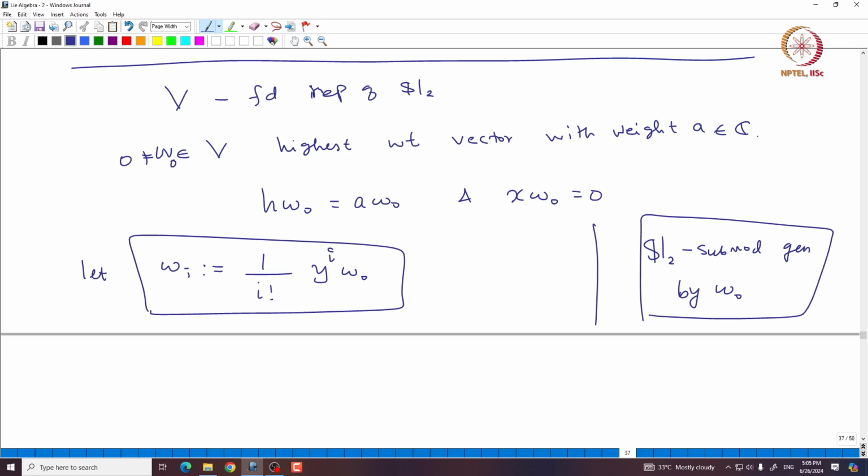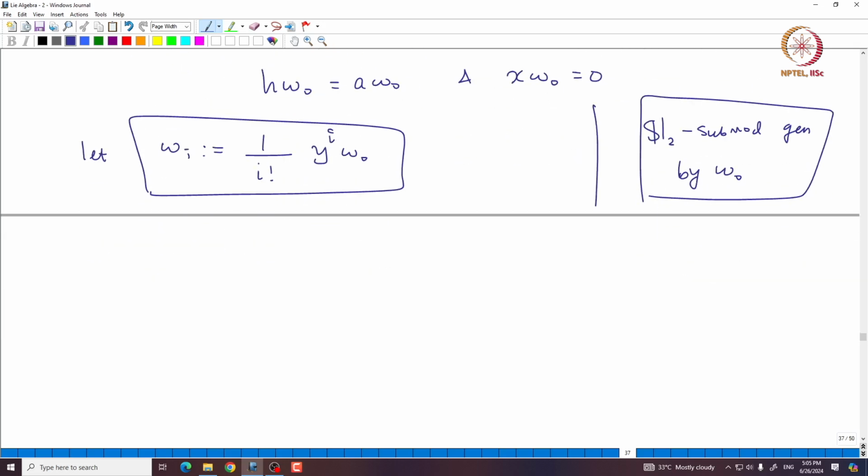So, the H action is going to give you a scalar on W naught, and X is going to kill it. But instead of taking various powers of H, X and Y to get a submodule generated by W naught, we are going to say that it is enough to take only the powers of Y, and then we can still get the submodule generated by W naught. This is something we have seen already.